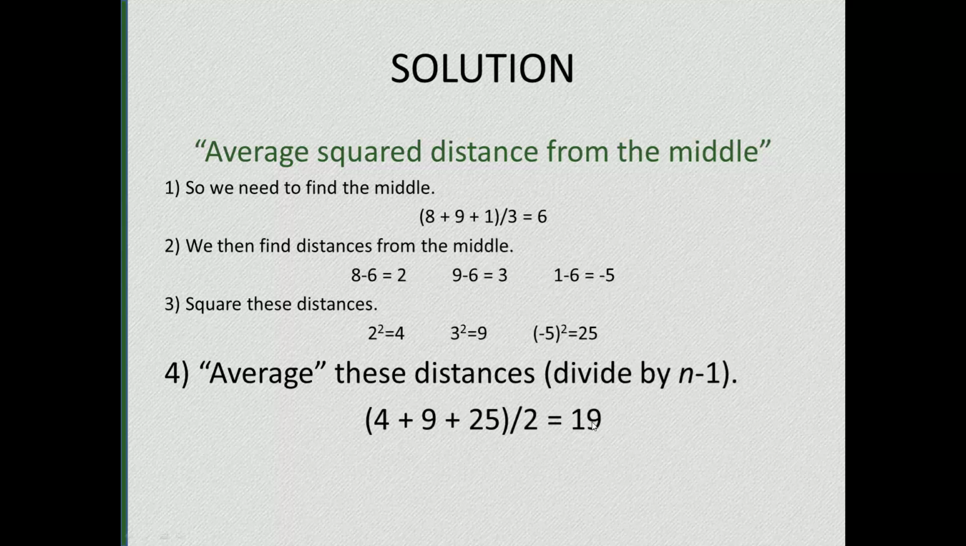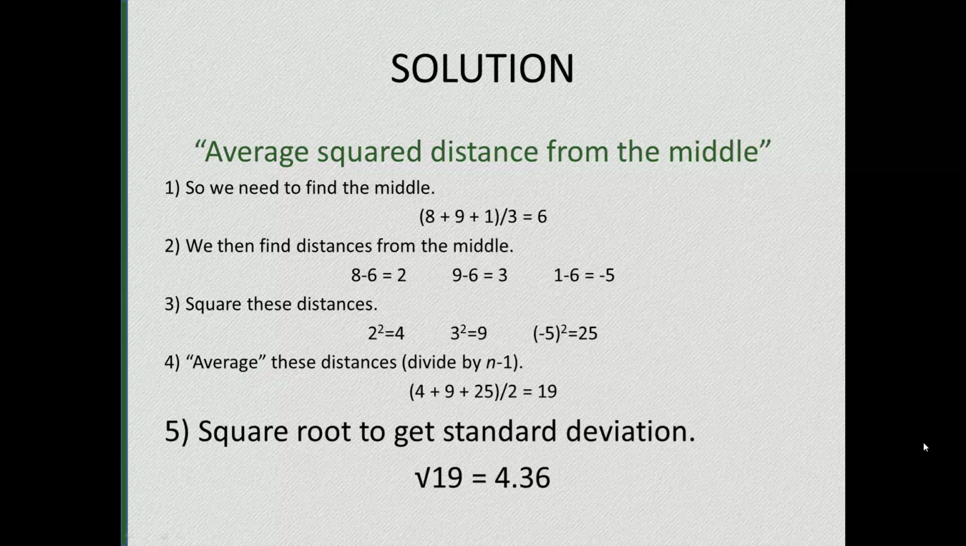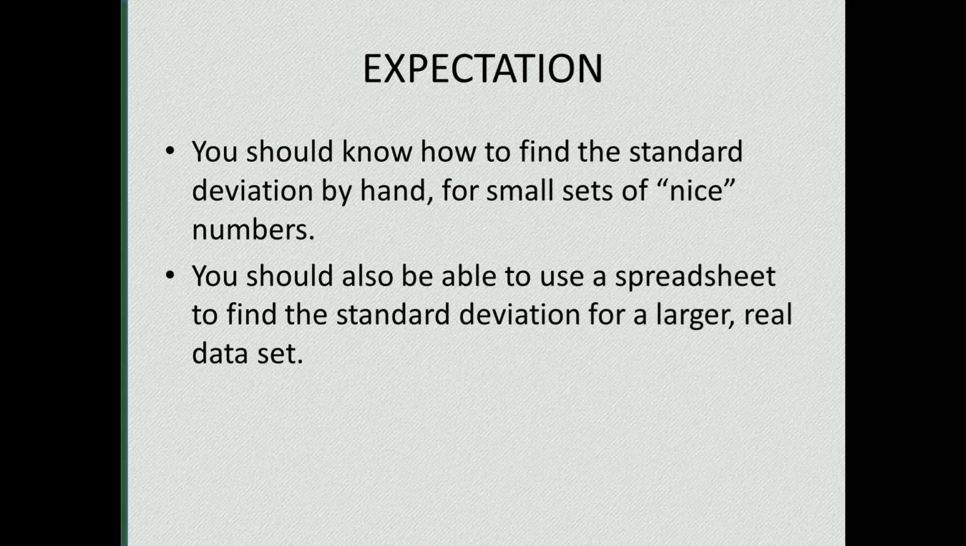This number 19 is something called the variance. We take the square root of that to get the standard deviation. Remember, we squared everything in sight, so taking the square root puts us back in the original units of the data. And so we've reviewed the computations for a standard deviation.